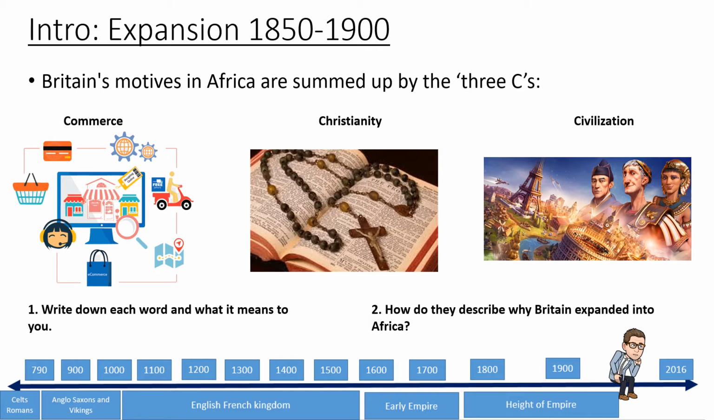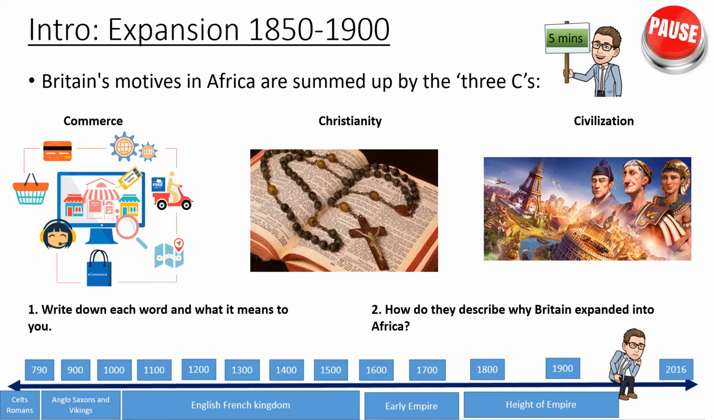I have 2 tasks. First of all, write down each of these words and say what it means to you. I've included these images to help you thinking about that. Secondly, how do these describe why Britain expanded into Africa? So think about that. Why would commerce, Christianity, and civilization make the British move into Africa? 5 minutes to do this. Hit the pause button.